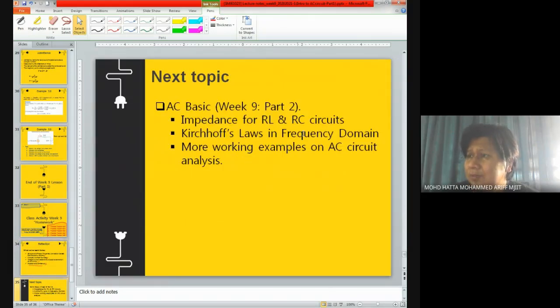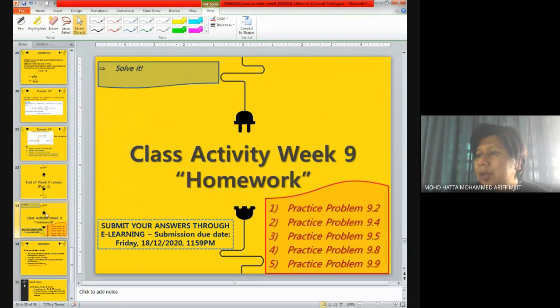As I mentioned earlier, the next topic will be RL and RC circuits. We try to apply Ohm's law first, and then Kirchhoff's law. Maybe we're going to have a look at a working example for AC circuit analysis. And with that, I think I would like to finish our session today.